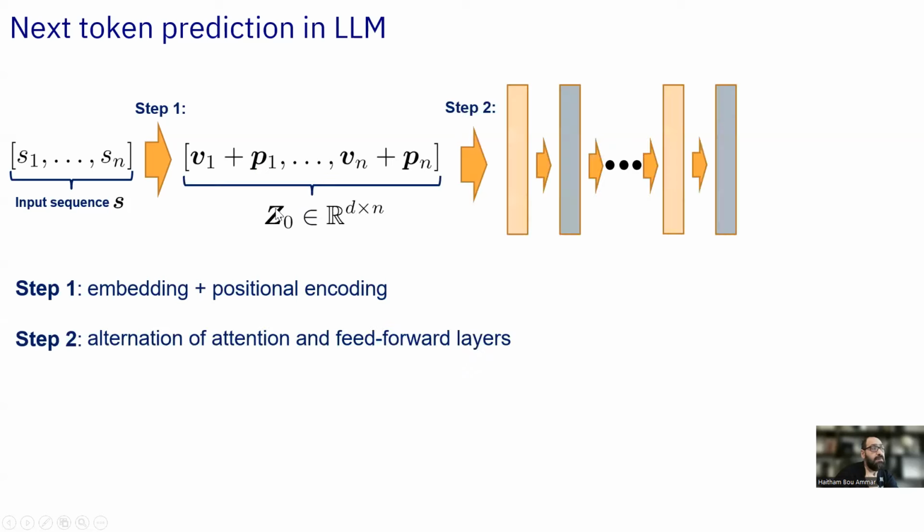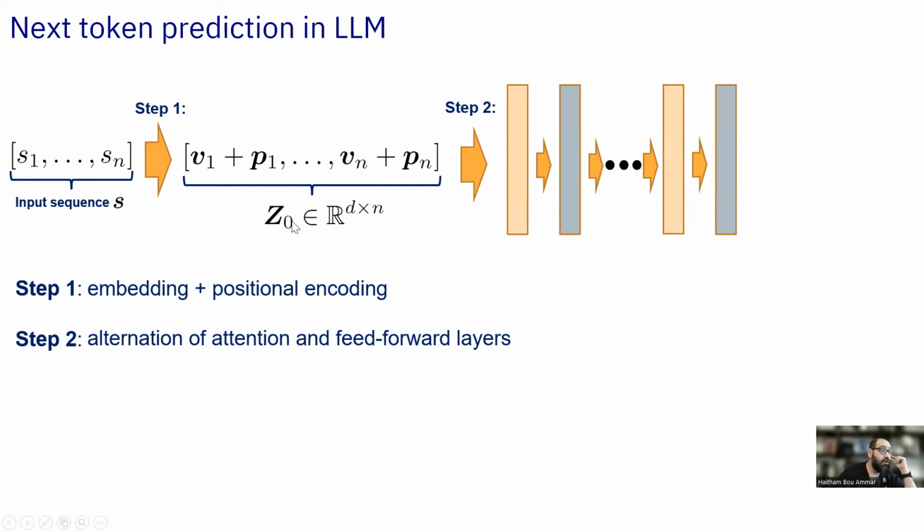After we've done this step, we're going to pass this into an architecture. The architecture is going to alternate attention and then feed-forward layers. We're going to discuss what those are. But just a bit about notation, which I think we all should understand now.